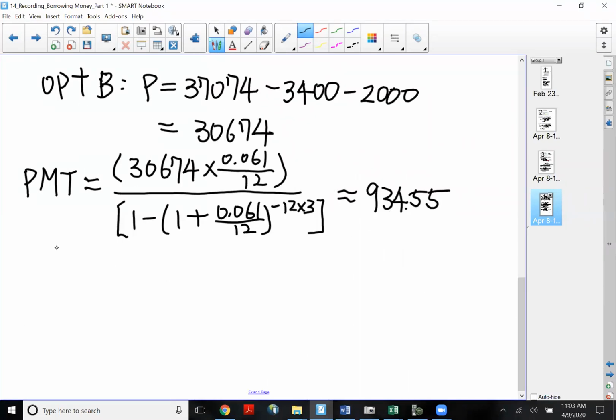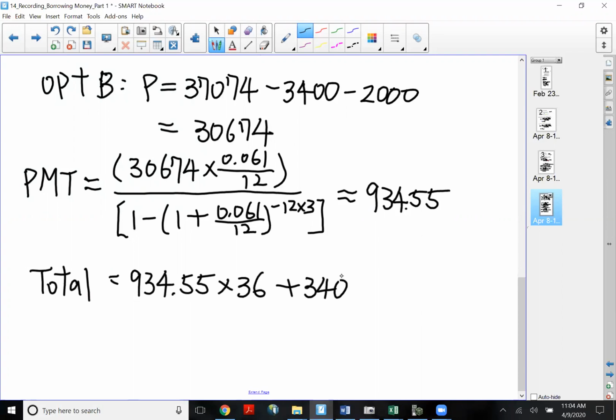So what's her total amount paid, or her total cost? That would be $934.55 times 36, plus the down payment she already paid. So option B will actually be $37,043.80.